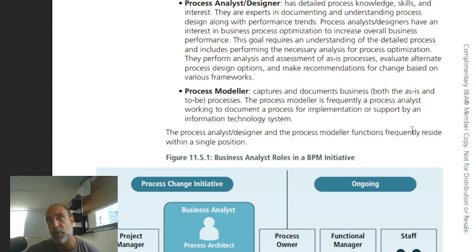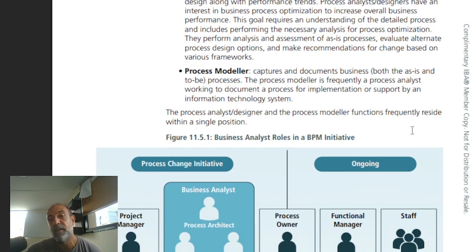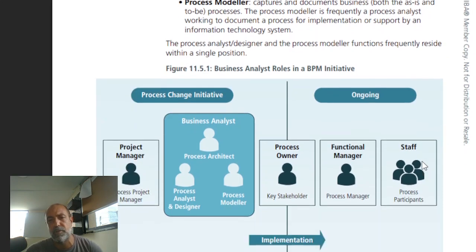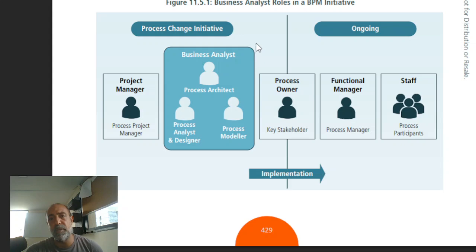So the process is how it is and how it's going to be and everything in between. And the process modeler is frequently a process analyst working on documenting a process or on implementation of a supporting information technology system. So this is basically the BPM analyst role in a BPM initiative. This is what the analyst does: project manager, business analyst, process analyst, designer, and process modeler. These are the three in between, and then the owner, and then the functional manager, and then the staff. The initiative starts here.